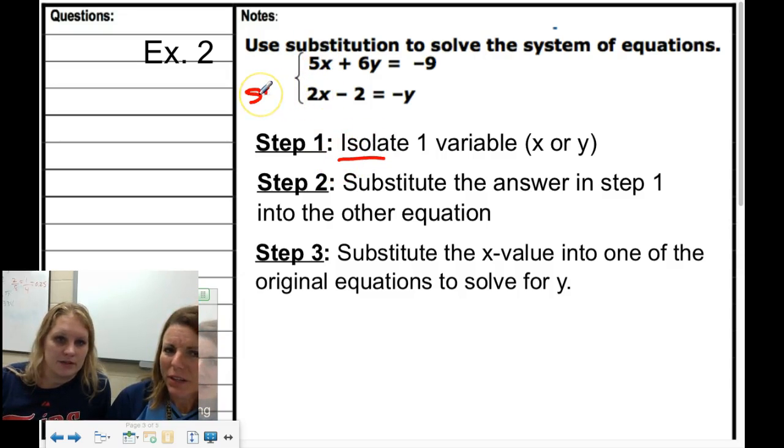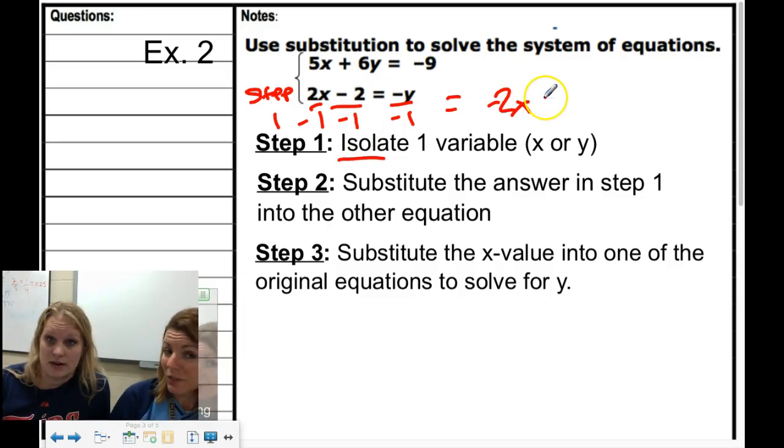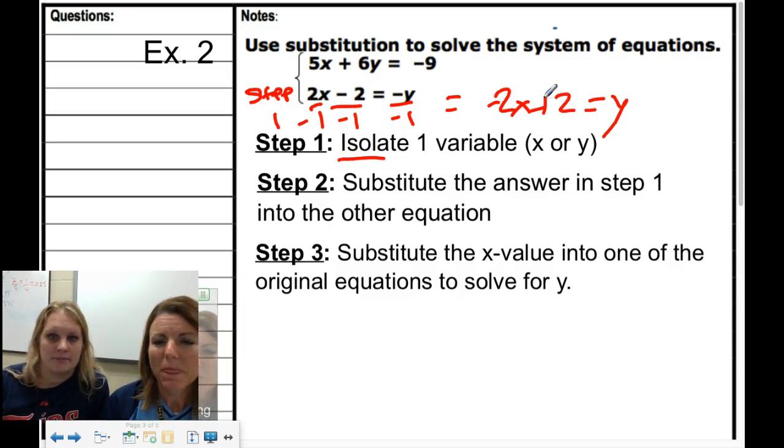I'm going to do this one for step 1. I agree, because I just need to get rid of this negative. It's like a -1 right now. So I just divide everything by -1. A 2 divided by -1 is a negative 2x, plus 2, right? Negative divided by a negative equals my y. There we go.